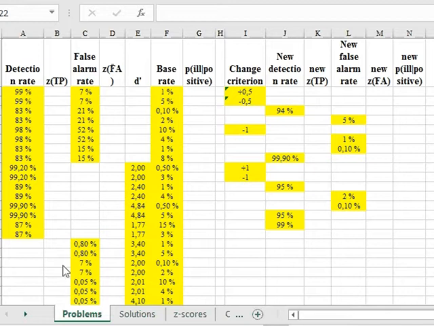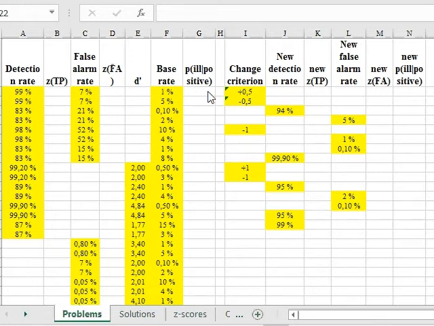So let's look here at the first problem. The assumption is there is a detection rate of 99%, a false alarm rate of 7%, and a base rate of 1%. And this is all within the context of medical diagnosis. So everything is expressed in terms of the probability of being ill given a positive test result.